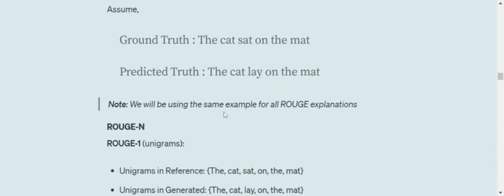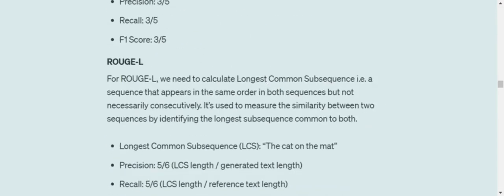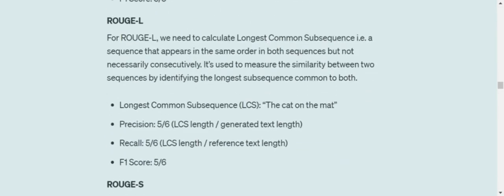So basically, in the example, say: the cat sat on the mat, the cat lay on the mat. Here you can see that if you remove the third word from both cases, you get: the cat on the mat, the cat on the mat. So the sequence is coming in the same order but it is not consecutive. That is called the longest common subsequence.